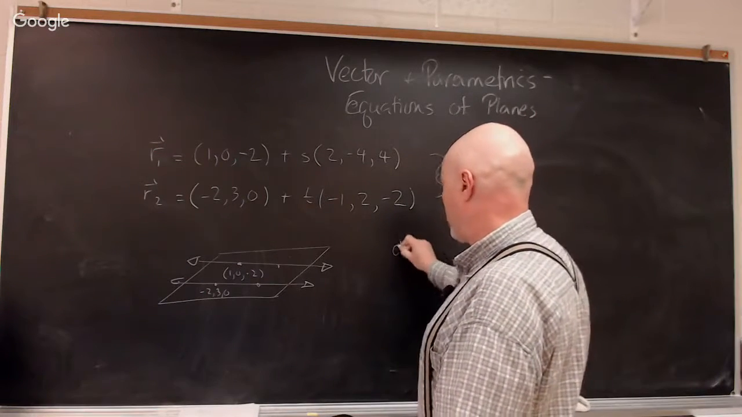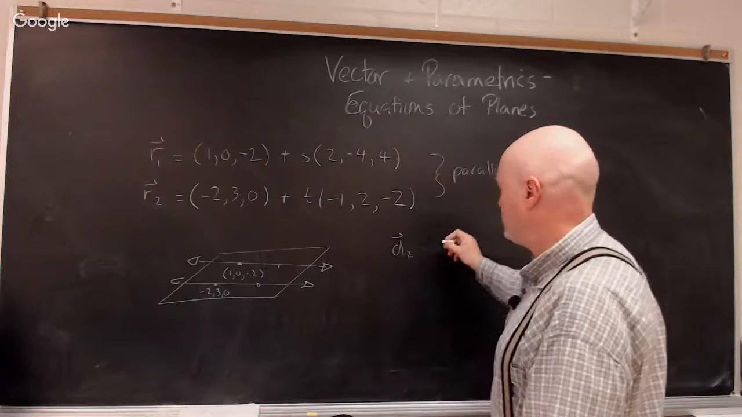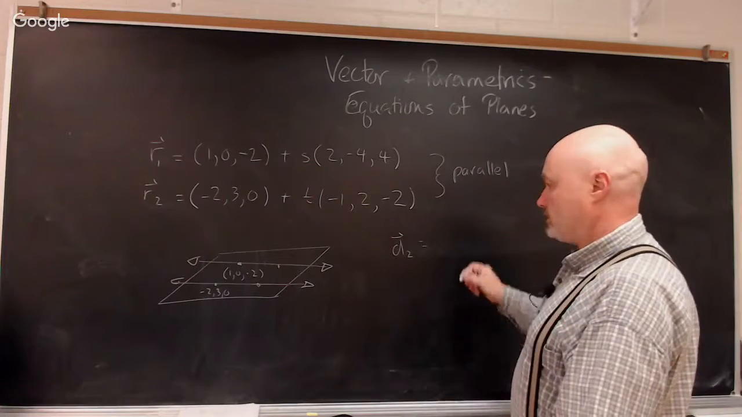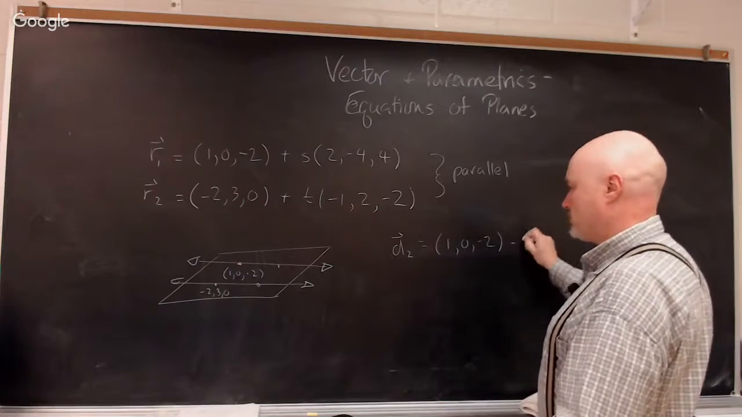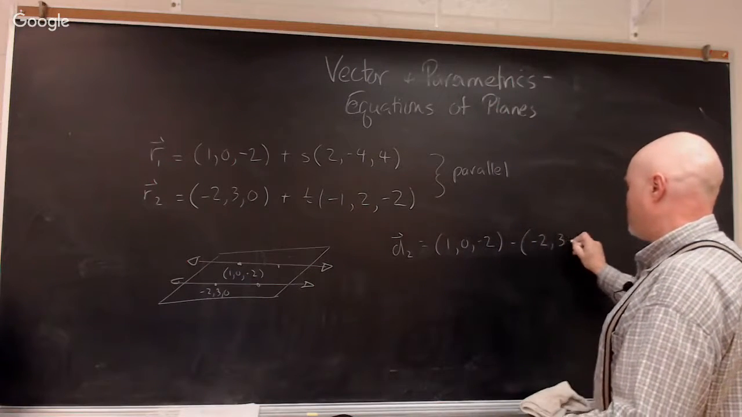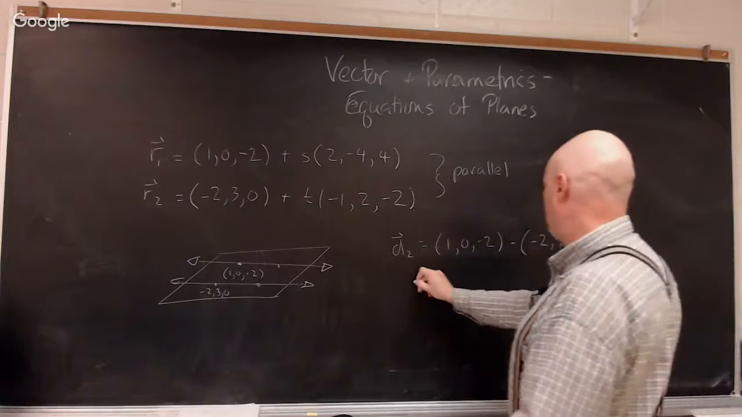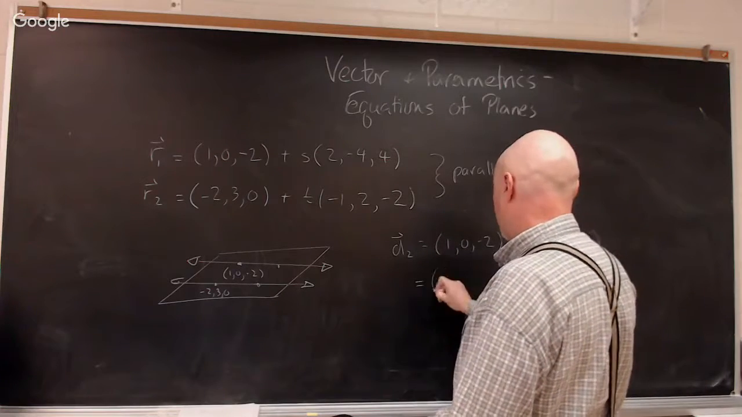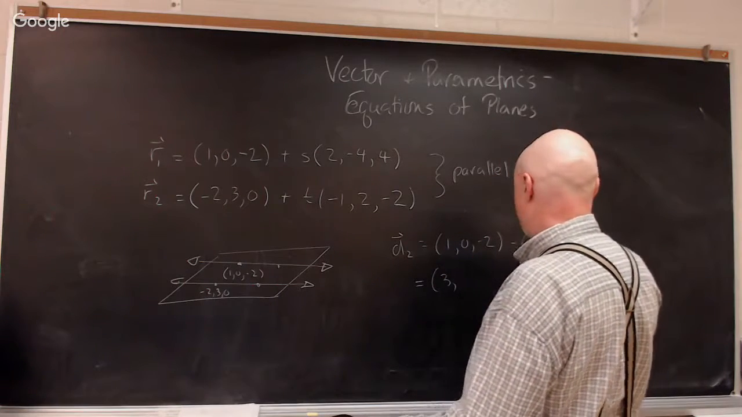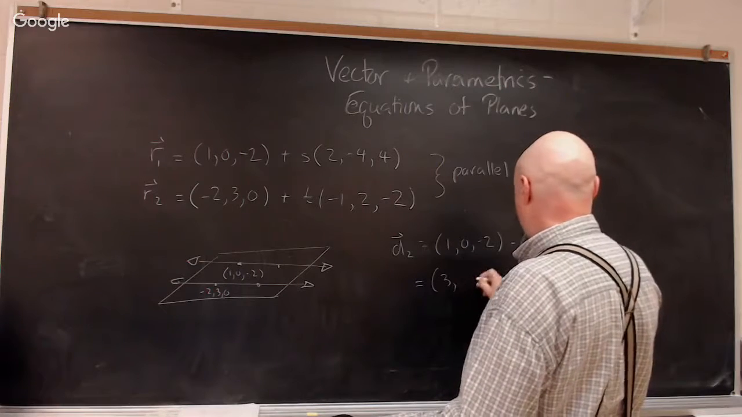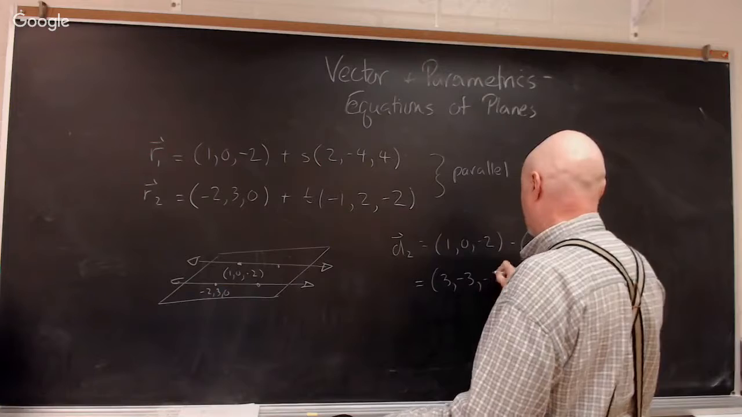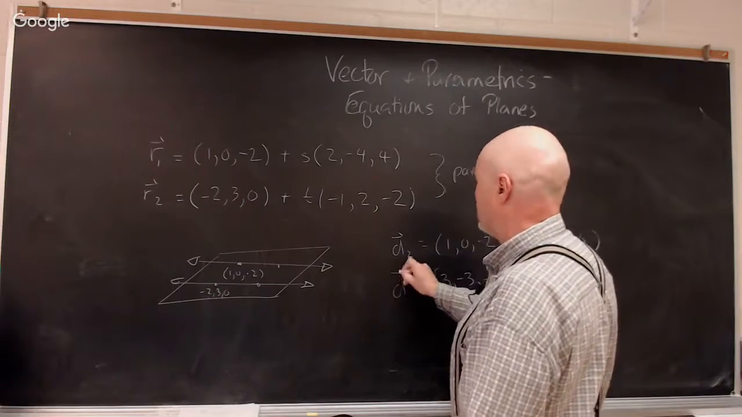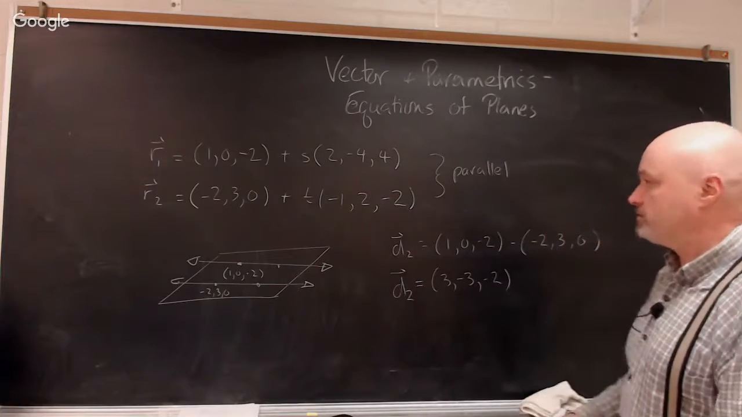Okay, so let's find a second direction vector. We're just going to take 1, 0, and -2, and subtract -2, 3, and 0. And as long as I get this right, 3, and 0 minus 3 is -3, and -2 minus 0 is -2. So there's my second direction vector.